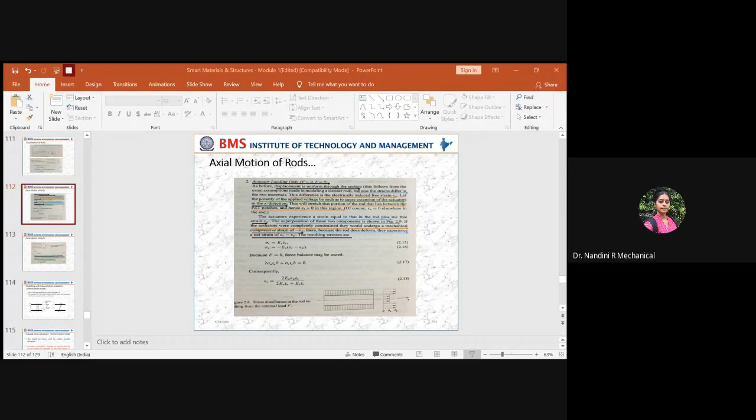And hence, what happens is, some portion of the rod lies between the PZT patches. So you will have the PZT patches, one here and one here.